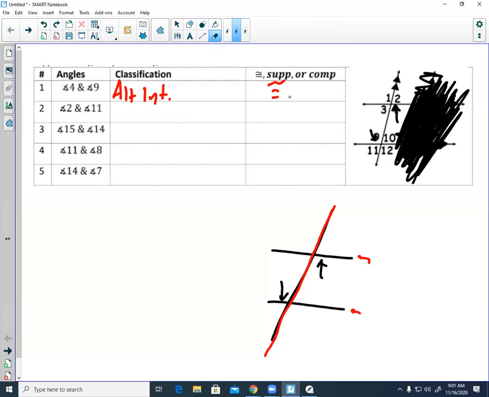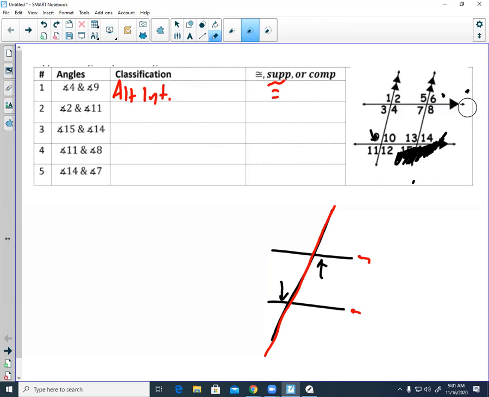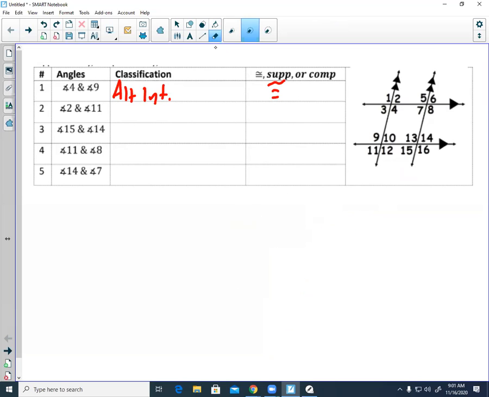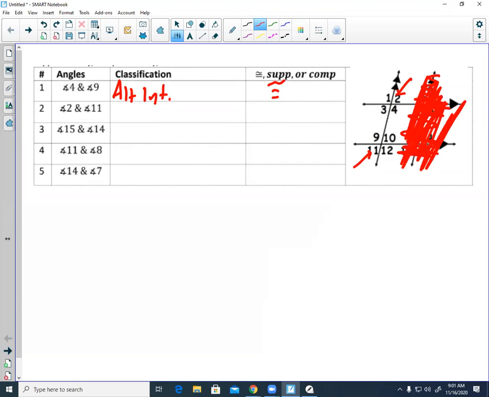I'm going to do the same exact thing for every single one of these and work my way through every single one of these. All right. If you can do that, you can do this entire worksheet and there's no issue. If you can't do what I just did, that is an issue. So angle 2 and angle 11, this angle here and this angle here. Again, I like to cross off and not look at anything else. So I'm looking at that angle up top and the angle down below.